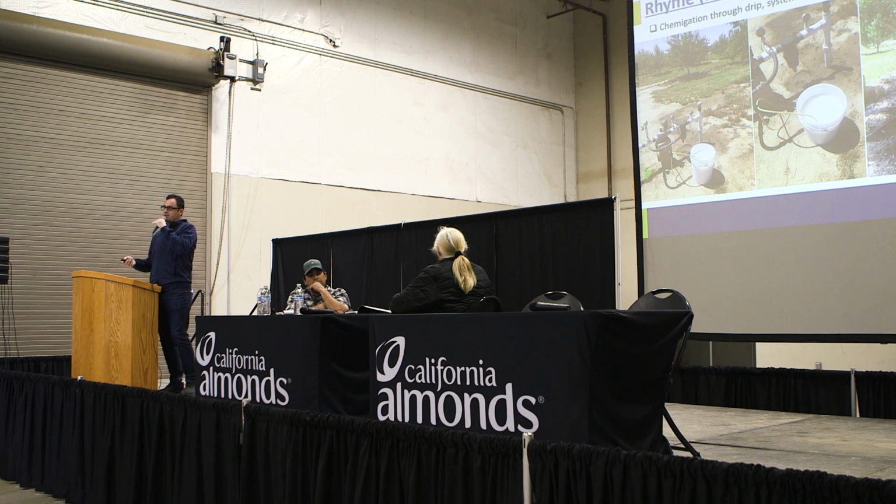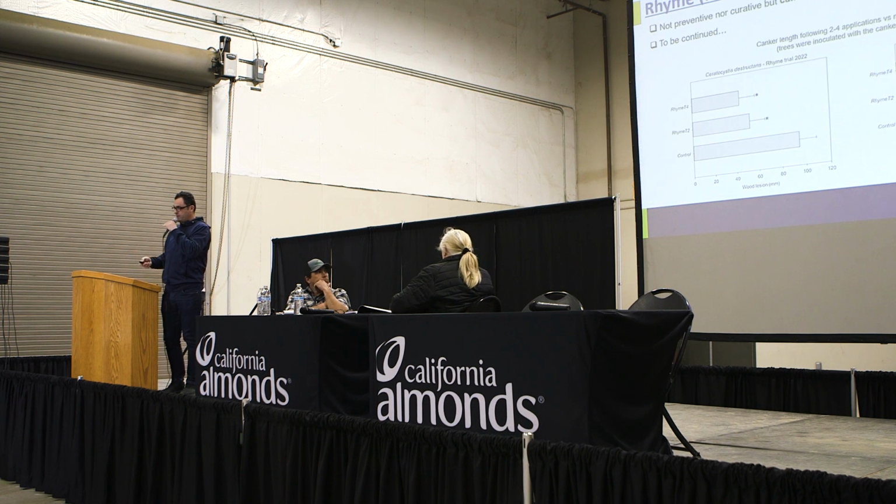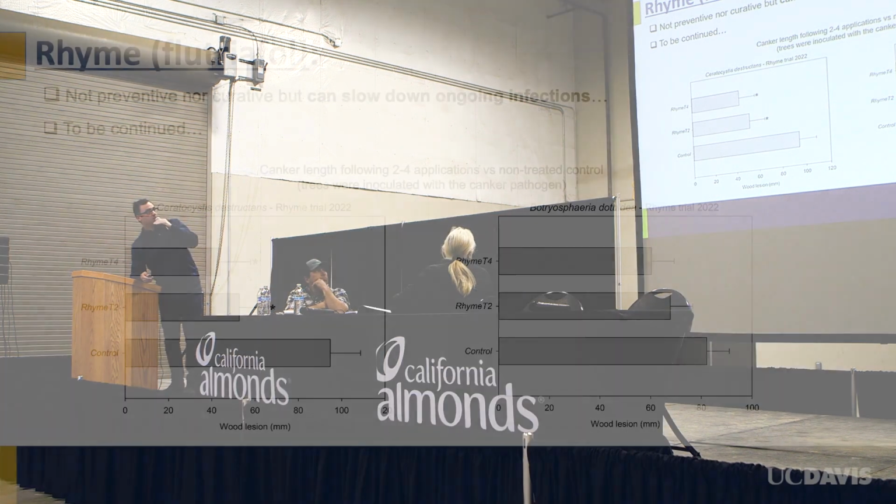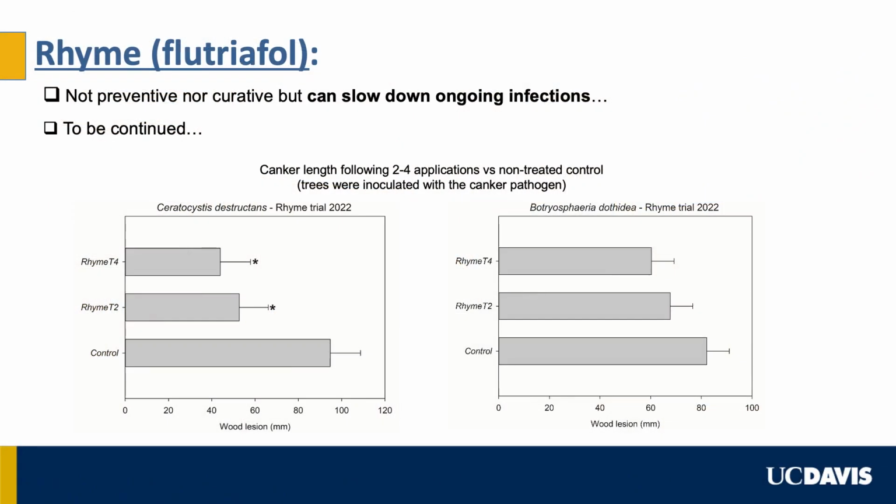And again, remember, in that case, what if I have an already ongoing infection? Could I slow down the infection using Rime flutriafol? So we had actually 1 year of data. I won't yet validate this data because we will want to have multiple years of research, but in this one trial, we saw a good efficacy for Rime applied through drench in reducing canker length with an ongoing infection with Ceratocystis canker.